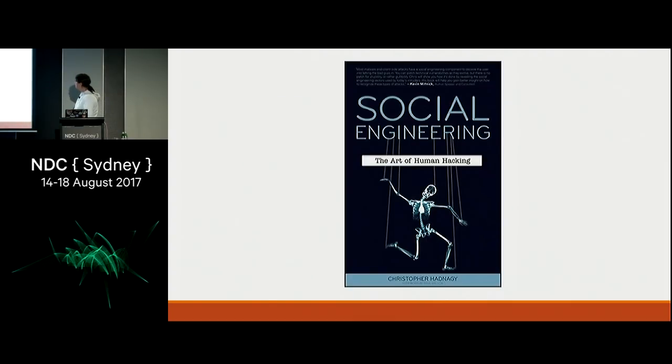This book here is considered the Bible of social engineering, The Art of Human Hacking. It's not an easy read. It's about 800 pages long, but the amount of detail that book goes into is absolutely fascinating if you want to go further.